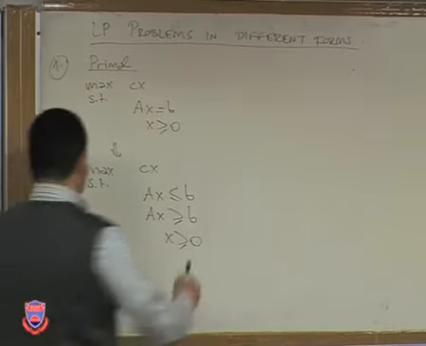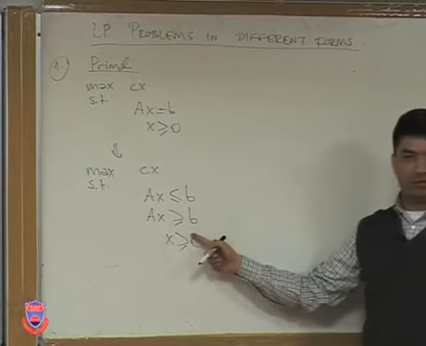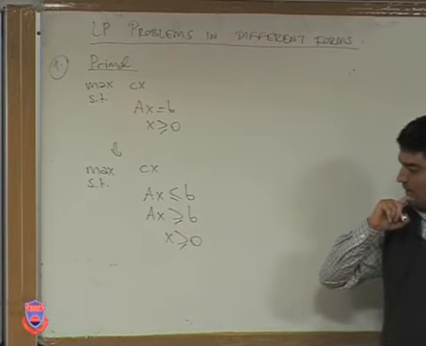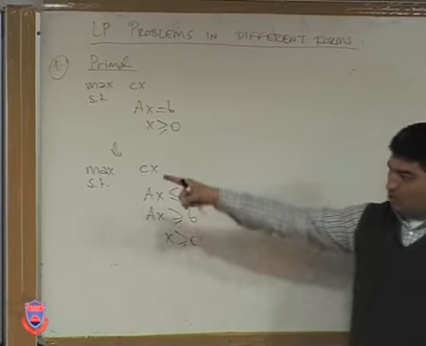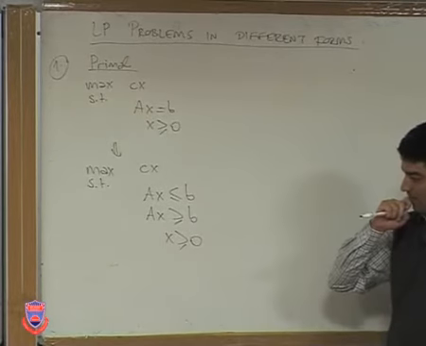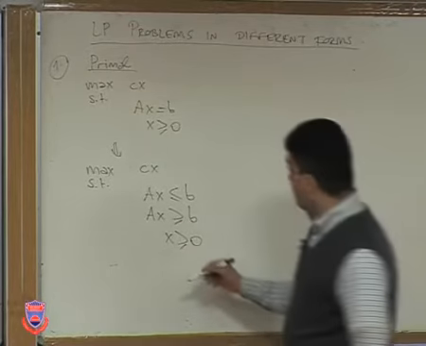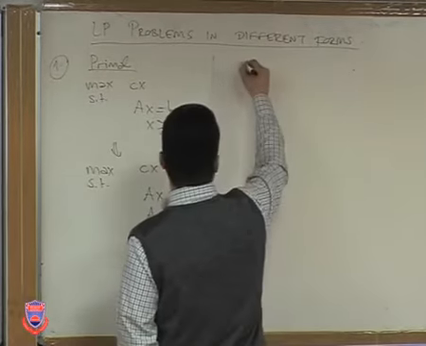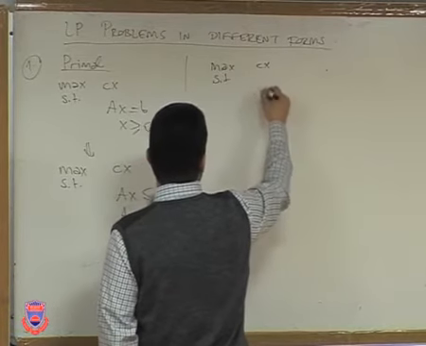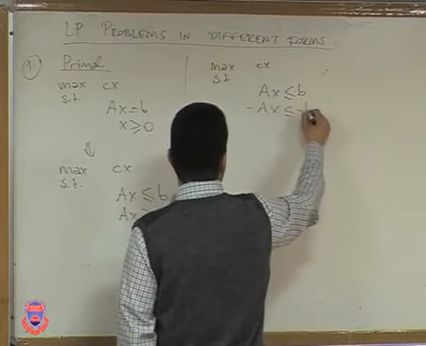All right. Now this problem looks more like that problem, but I still have greater than or equal to constraints here. How can I get rid of them? I want to turn them into less than or equal to constraints, just like that one. How can I achieve that? Just multiply both sides by -1. If I do that, I obtain the following: maximize Cx subject to Ax less than or equal to b and minus Ax less than or equal to minus b.